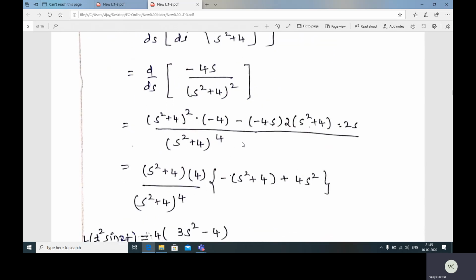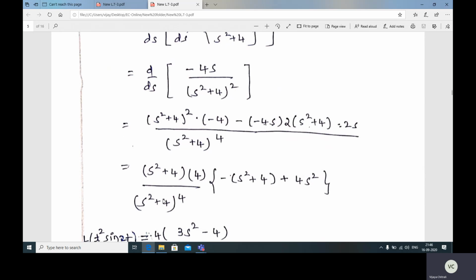Next, differentiate once again with respect to s. Here, in both numerator and denominator we have an s term, right? So the denominator squared, s square plus 4 raised to 2 squared, right? Keep s square plus 4 raised to 2 as constant. Differentiate minus 4s with respect to s, so this is minus 4, keep it as it is. Then differentiation of s square plus 4 raised to 2 is 2 into s square plus 4 and differentiation of s square plus 4 is 2s, right?